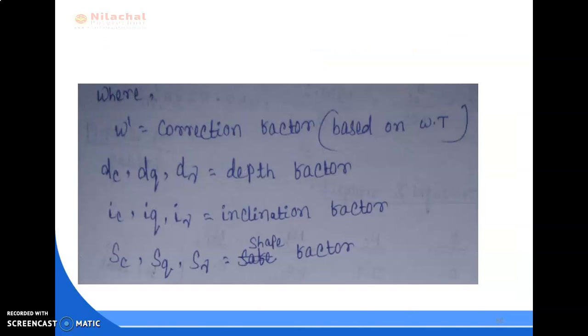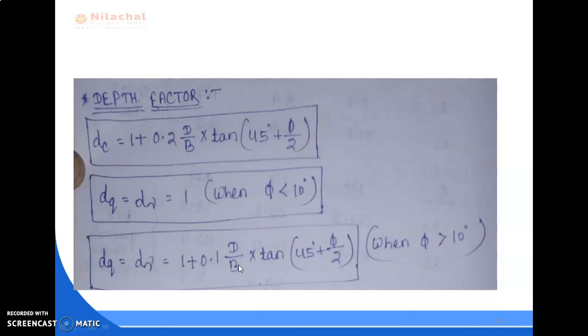Here, W dash equals the correction factor based on water table. DC, DQ, D gamma equal the depth factors, IC, IQ, I gamma equal the inclination factors, and SC, SQ, S gamma equal the shape factors. According to the shape of the footing, we have to put these values. So, let us find one by one the formulas for the depth factor.